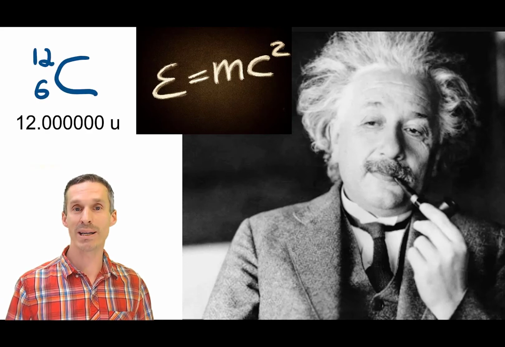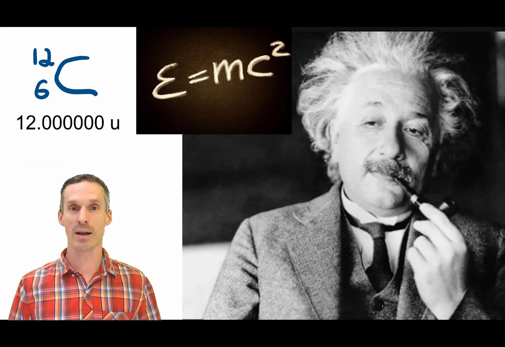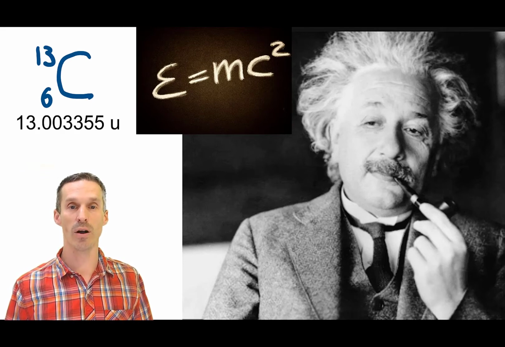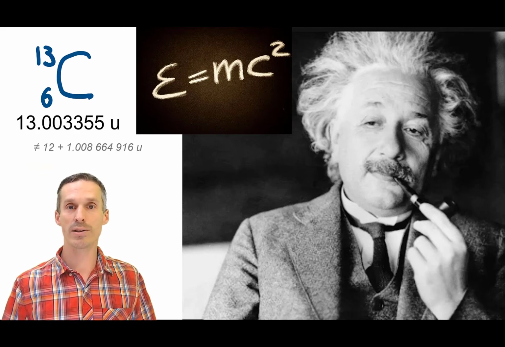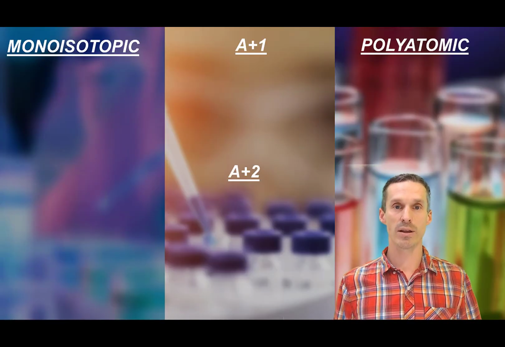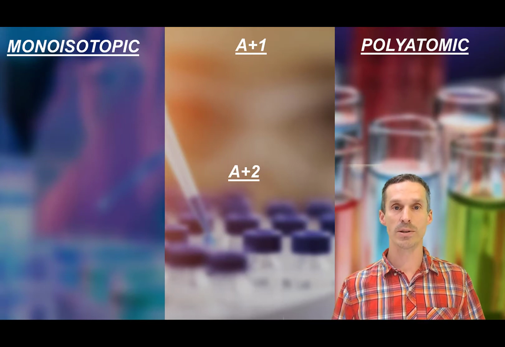So carbon 12, by definition, has a mass of exactly 12. And therefore, if you look at carbon 13, it is not the mass of carbon 12 plus 1 neutron. It's a little bit less than that. Now I want to put the issue of mass aside just for a second because I want to focus on isotopes in this particular video.